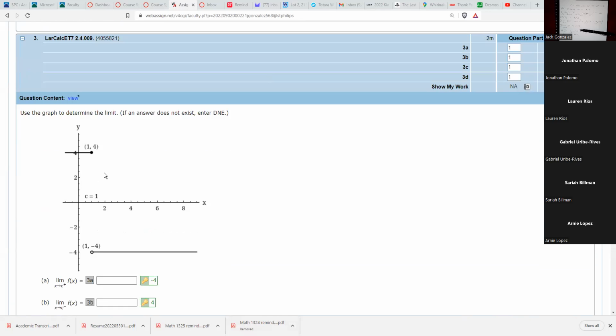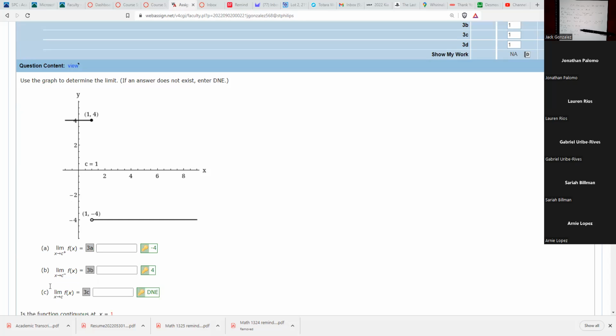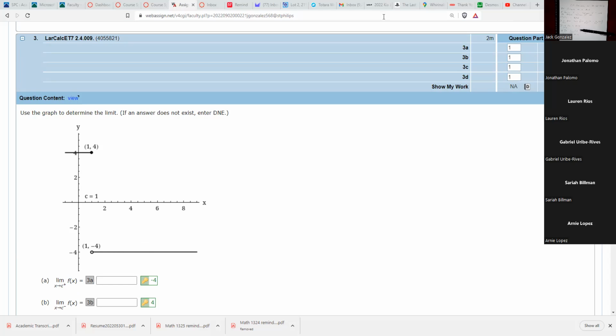Okay, let's keep thinking about it. This is a new concept, so it takes a few tries to make it sink in all the way. So right here, the limit as x approaches c, where is it? Oh, there it is. C is 1. Where is the c? It's right here.